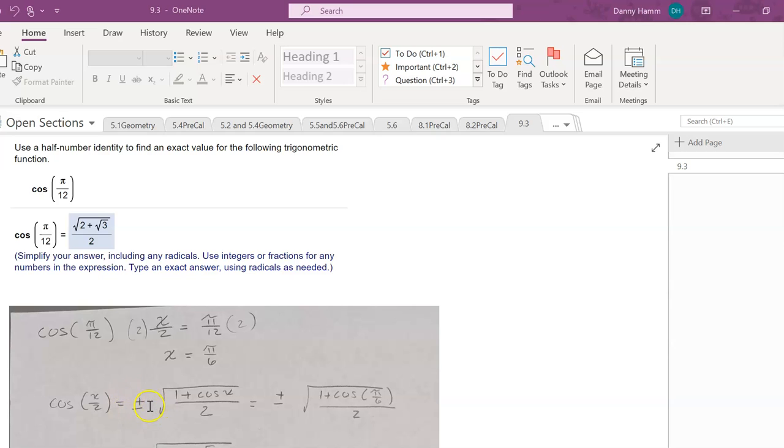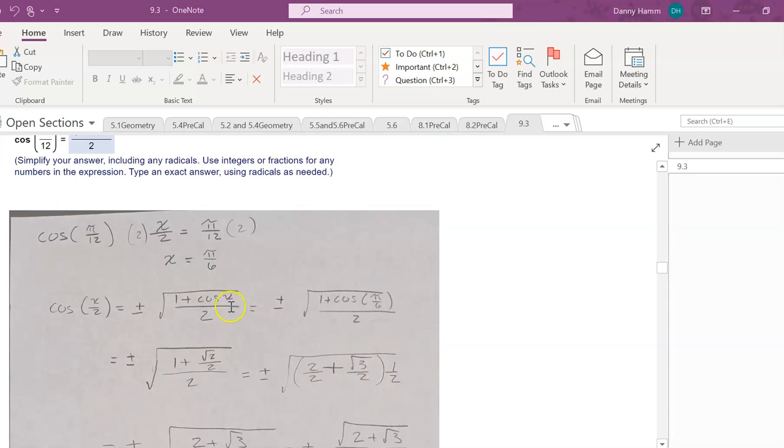And then this plus or minus that comes with it is determined by what quadrant this is in. So 15 degrees is in the first quadrant, so we're going to use positive. And I'll show that later. And so we're just looking at the unit circle. What is cosine at pi over 6 or 30 degrees? It is square root of 3 over 2.